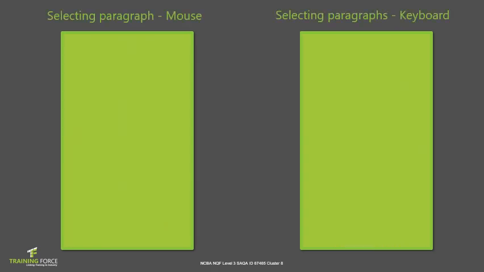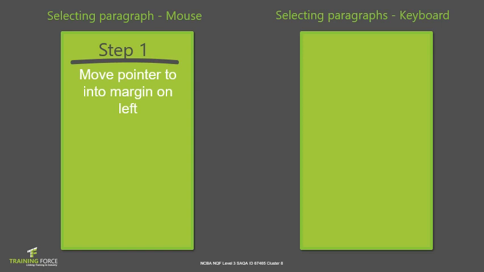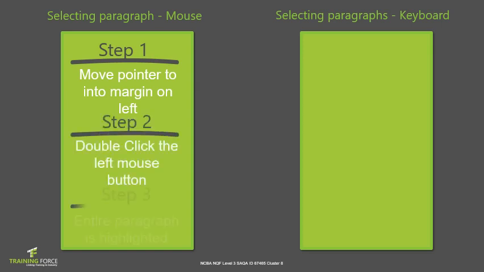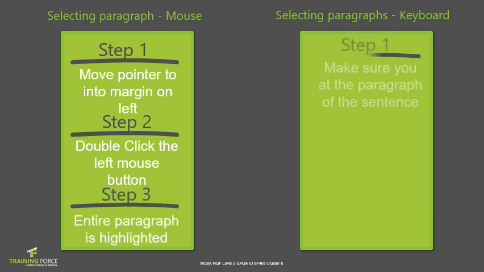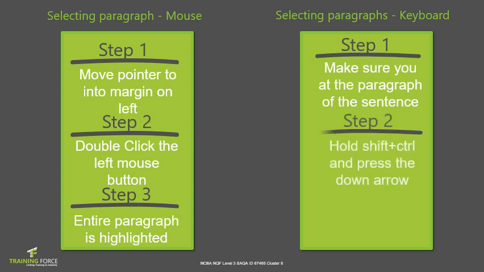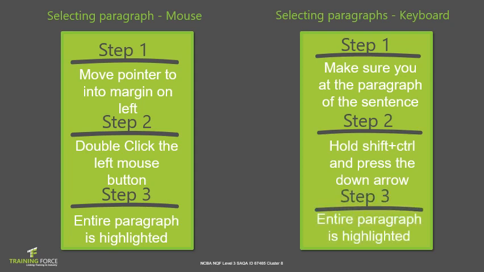When wanting to select an entire paragraph, we once again move the pointer into the margin on the left. We double click the mouse button this time and the entire paragraph is highlighted. When using the keyboard, make sure you're at the beginning of the paragraph that you want to highlight. Then you hold Shift and Control and press the down arrow and the entire paragraph is highlighted.